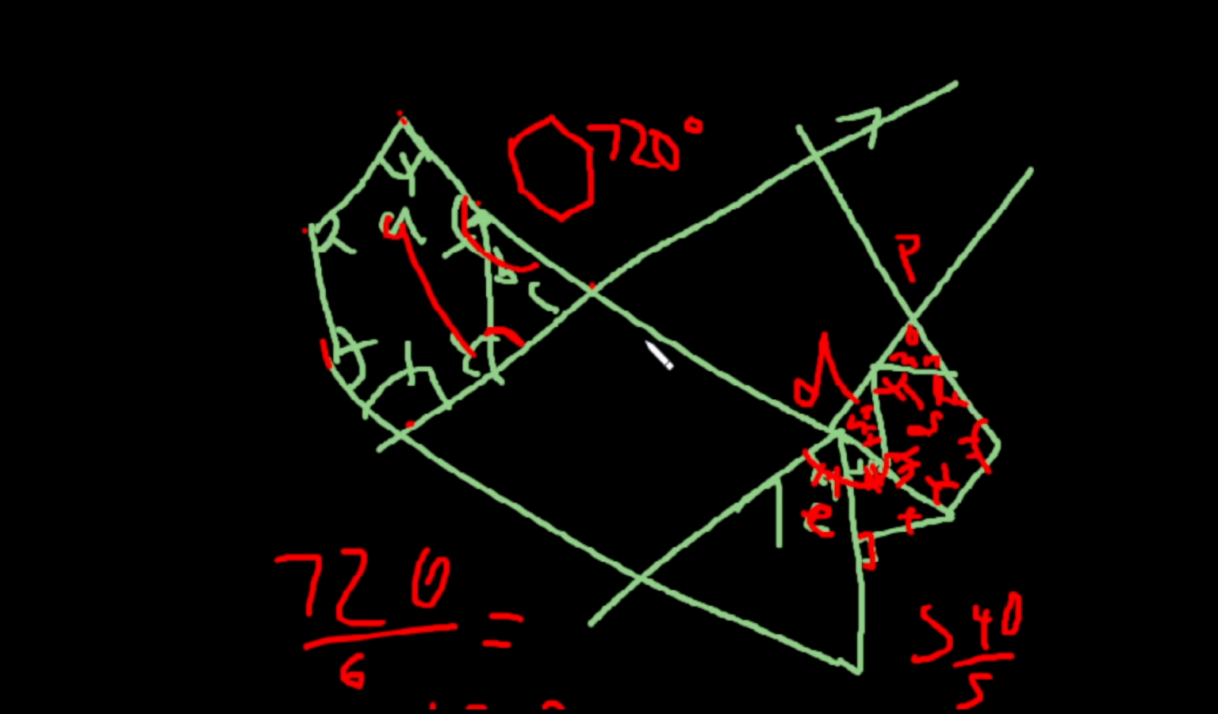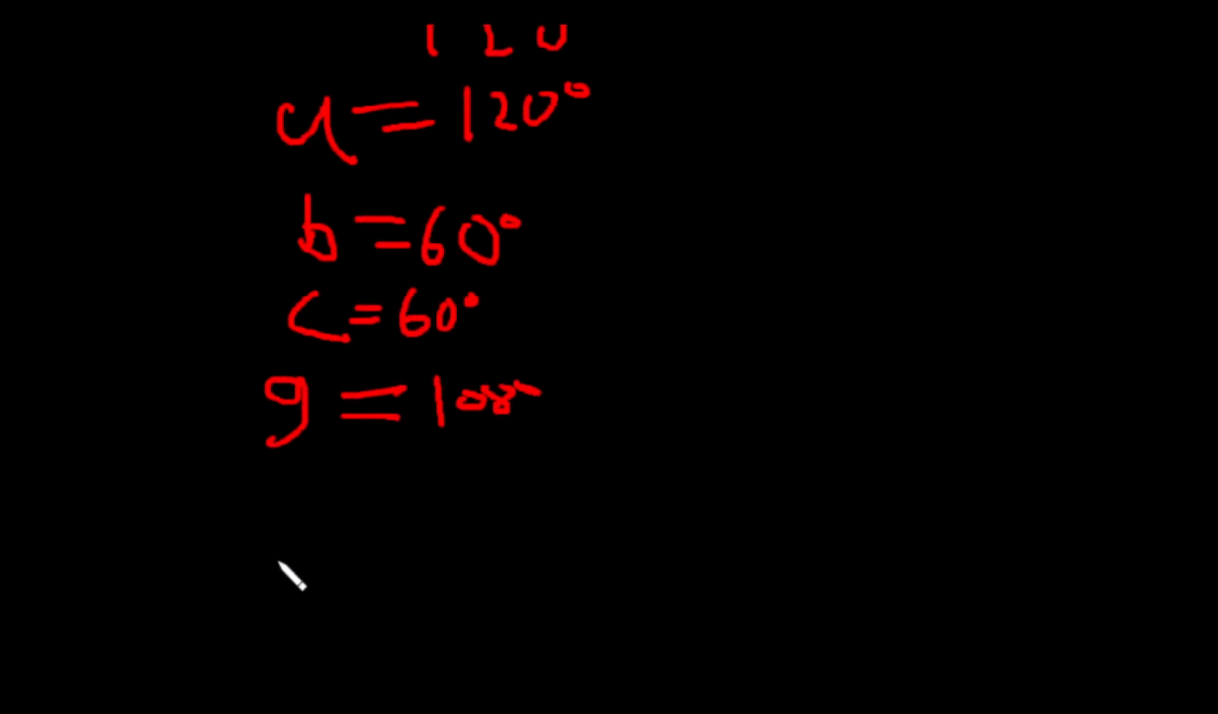For the same reason we did over here, N and G supplementary, N equals 180 minus 108, and that's 72.